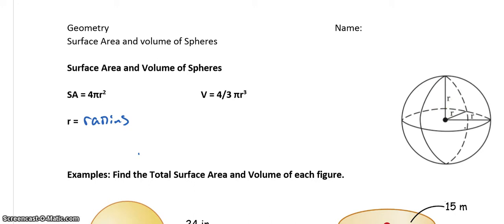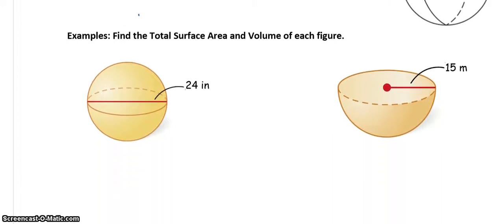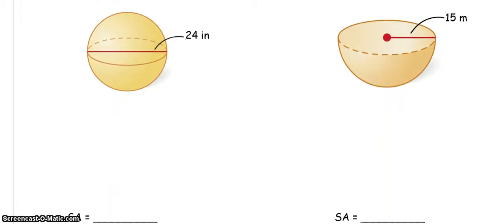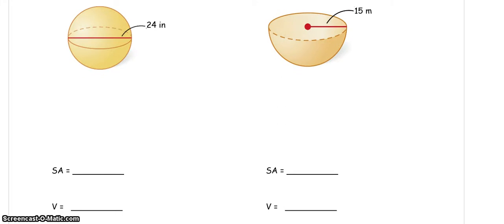So let's just dive right in and put these formulas to use. 4 pi r squared, 4/3 pi r cubed. Let's zoom out so we can see our lines here. The first one, we're given a diameter of 24. When they give you this whole line across there, we know it's a diameter. If you look over here, notice they only give you a half, so 15 would be our radius. Over here, my diameter is 24, which makes my radius 12. And that's the important piece we're using here.